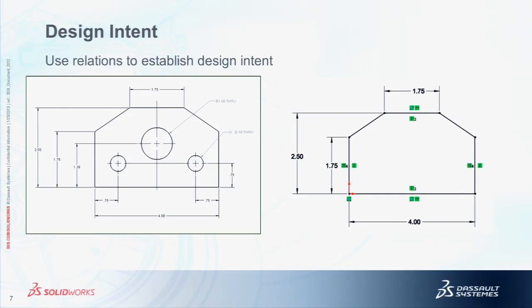You've got the perimeter. Let's make that first. And then you've got a large hole in the middle. And then you've also got the 2 small holes. So let's look at this from a feature point of view.